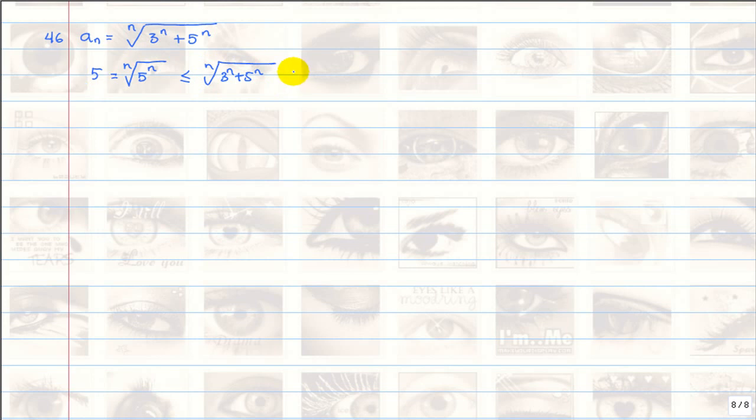Okay, and now this a sub n is also smaller than the nth root of 5 to the n plus 5 to the n. Why? Because 3 to the nth is less than 5 to the n. So certainly this inequality holds true. And if I simplify this, this is equal to the nth root of 2 times 5 to the n, which is equal to 2 to the power of 1 over n, times 5.